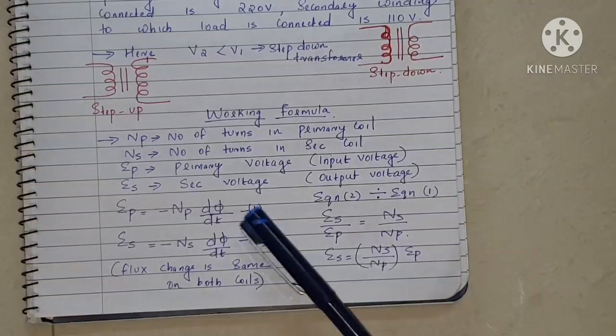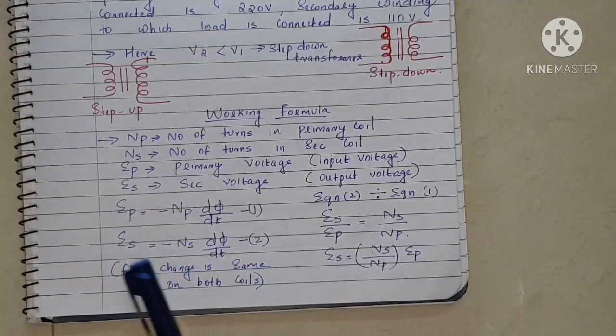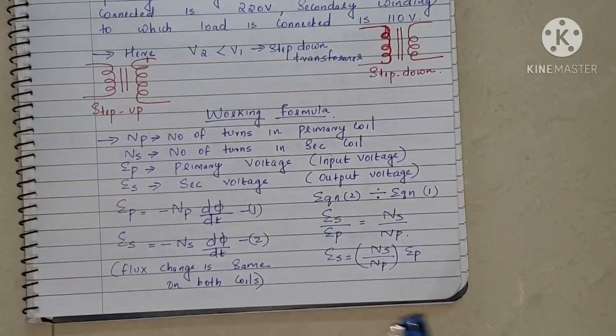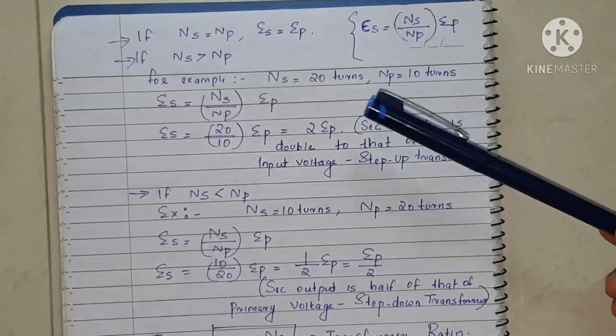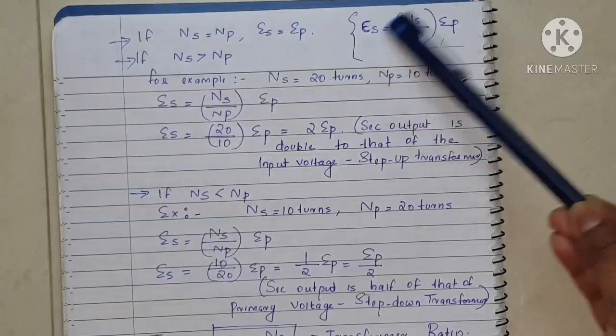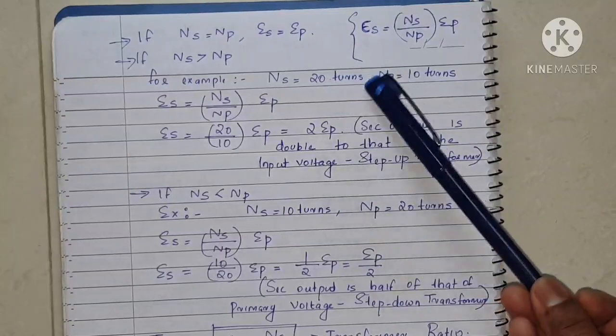Dividing equation 2 by equation 1, we will get ES by EP equal to minus NS d phi by dt over minus NP d phi by dt. The negatives and d phi by dt get cancelled. So, ES by EP equals NS by NP. ES or VS, that is the voltage across the secondary winding, can be written as NS by NP into EP. If NS is equal to NP, that is, the number of turns in the primary as well as the secondary is equal, then according to this equation ES equals EP, that is, VS equals VP.